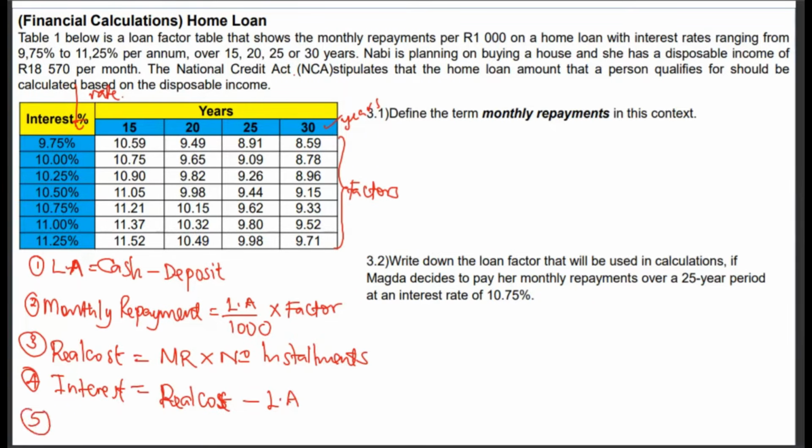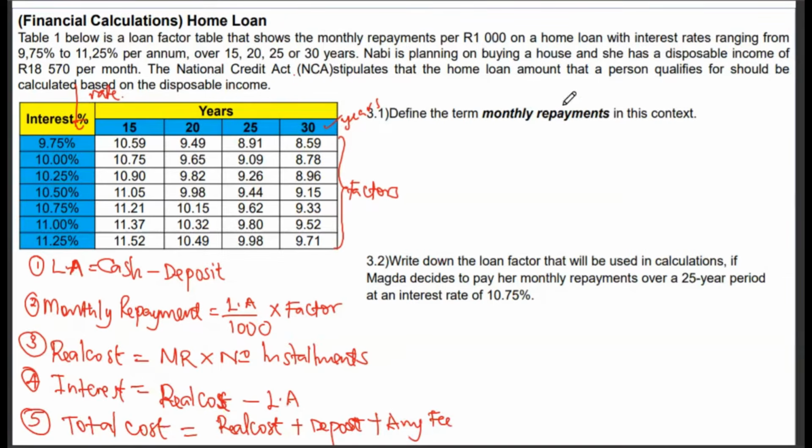Then number 5, they might ask for the total cost. The total cost will equal everything spent on the house. So this will be the real cost, which already includes interest, plus deposit, then plus any other fee involved in the house or the home loan.